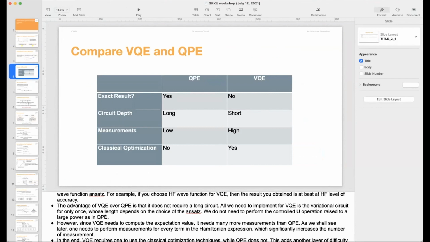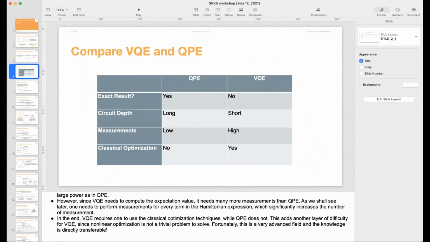The advantage of VQE over QPE is that it does not require long circuits. All we need to implement for VQE is the variational circuit only once, whose length depends on the choice of the ansatz. We do not need to perform the control U operation raised to a large power as in QPE. However, since VQE needs to compute the expectation value, it needs many more measurements than QPE. As we shall see later, one needs to perform measurement for every term in the Hamiltonian expression, which significantly increases the number of measurements we need to do. In the end, VQE requires one to use classical optimization techniques, while QPE does not.